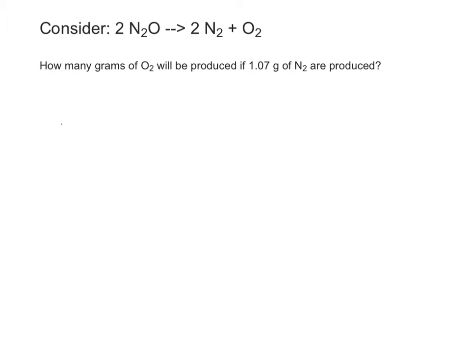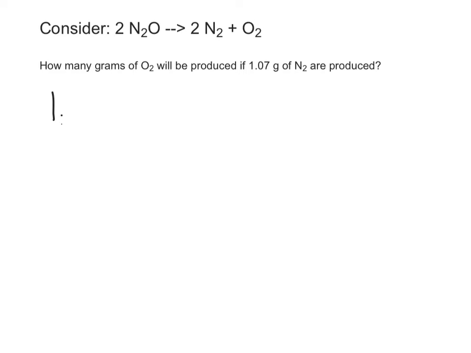So as I've told you multiple times, when you look at a question like this, and this question says, how many grams of O2 will be produced if 1.07 grams of N2 are produced? We're really looking to compare N2 to O2. Alright? So your instinct should be that we should first take this 1.07 grams of N2 and try to turn it into moles, because moles is going to be the unit that will let us do the most here.